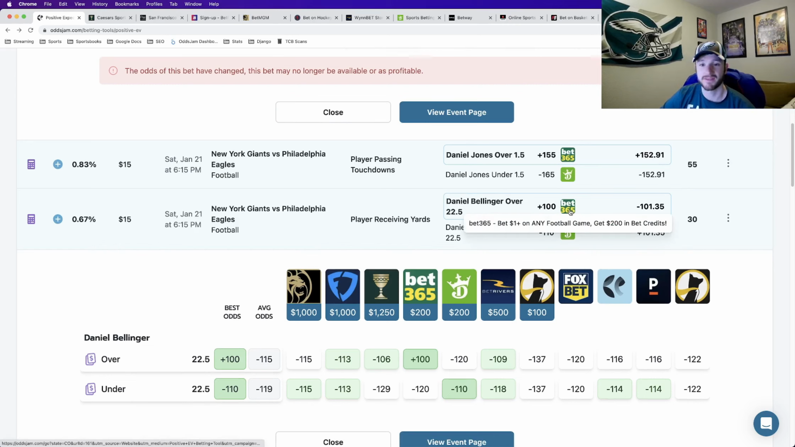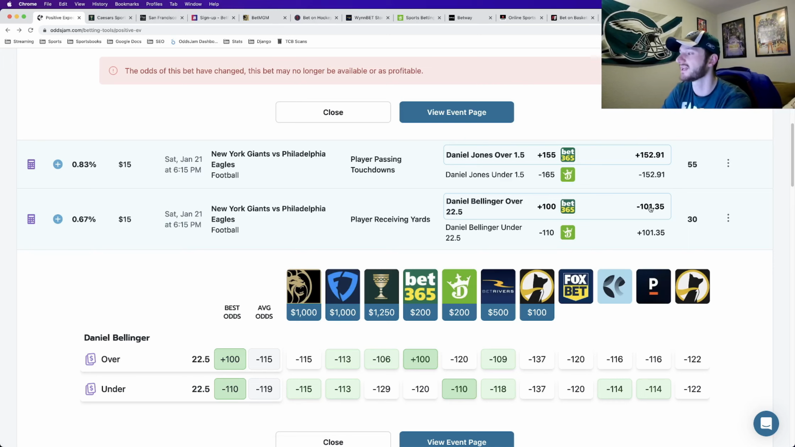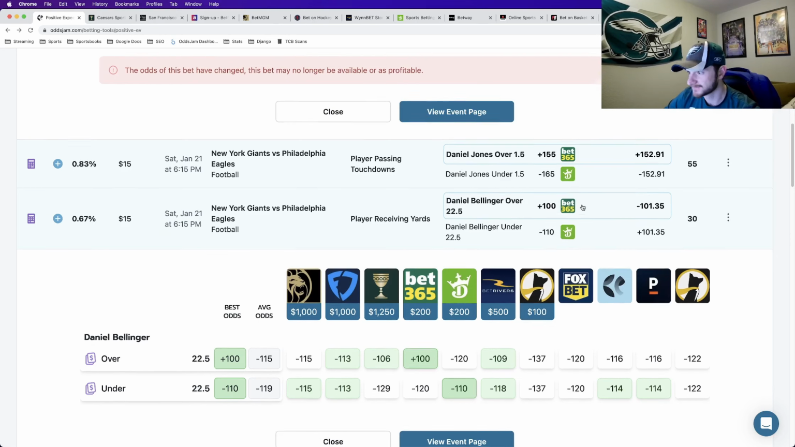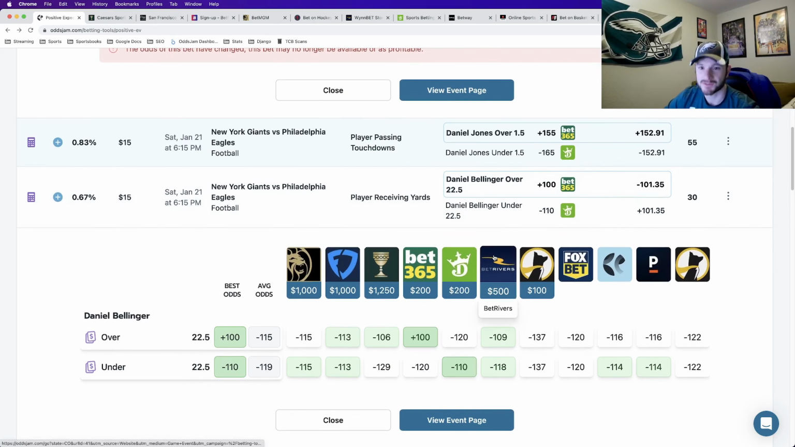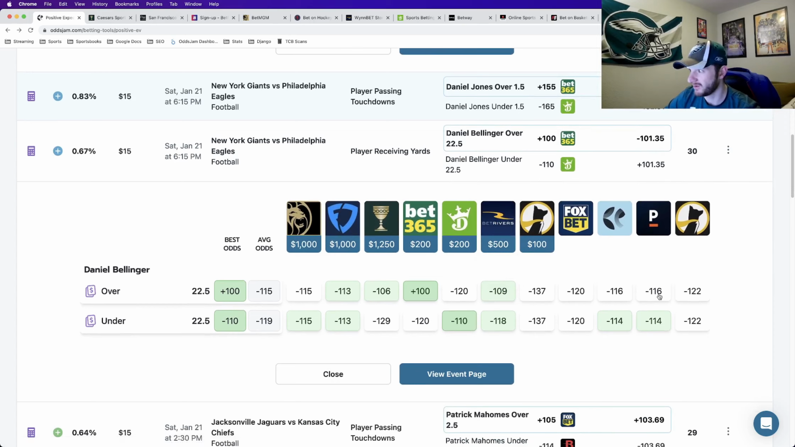Play number two, a play that I didn't skip: Daniel Bellinger over 22 and a half receiving yards. So again, this is another play that's at plus 100 odds. OddsJam's perfect line prices this at minus 101, so a little bit above minus 101. So we are getting some value there. And then again, let's look at the sportsbooks and where they price it. Pinnacle favors the over. DraftKings favors the over. Then it's 50-50 at MGM and FanDuel, as well as FoxBet. Caesars is the only book that is not favoring the over, along with Bet365.